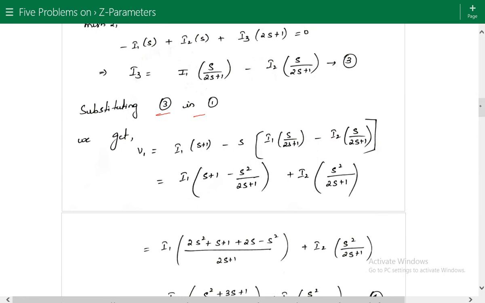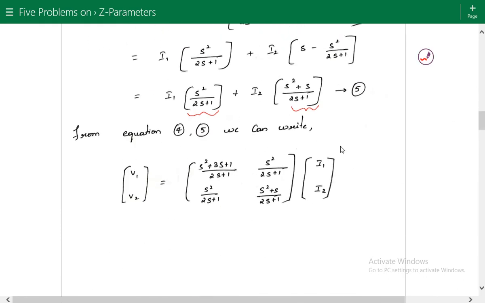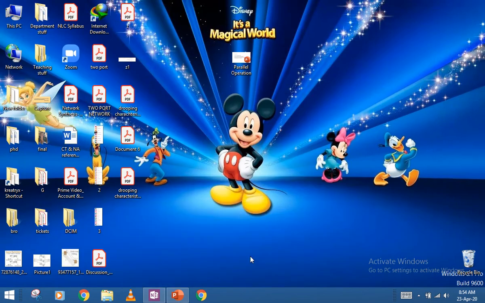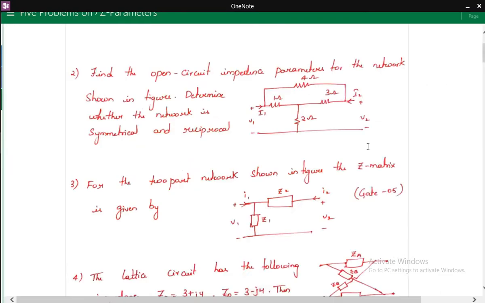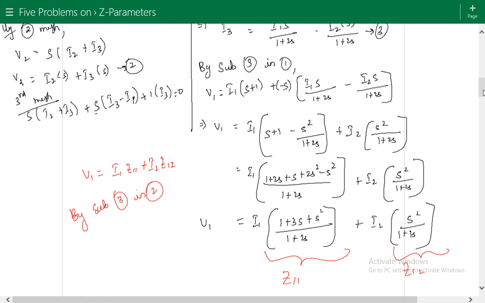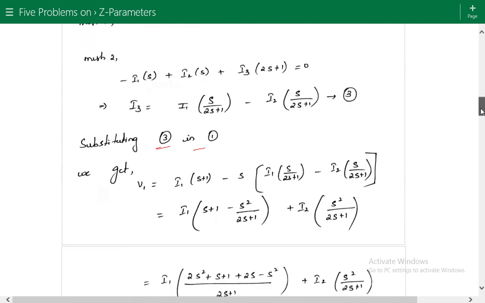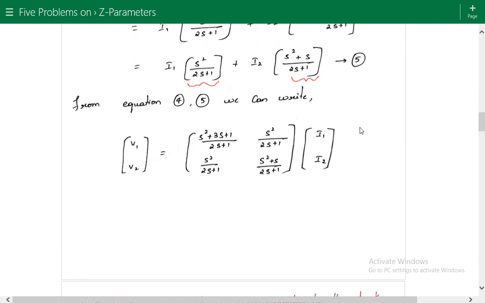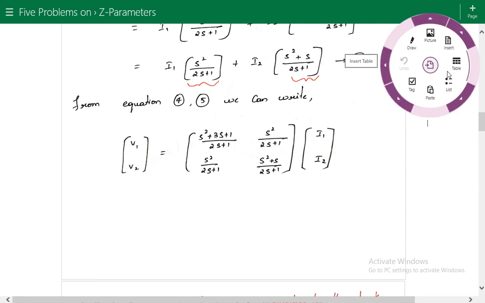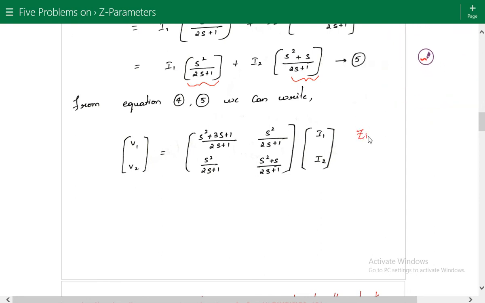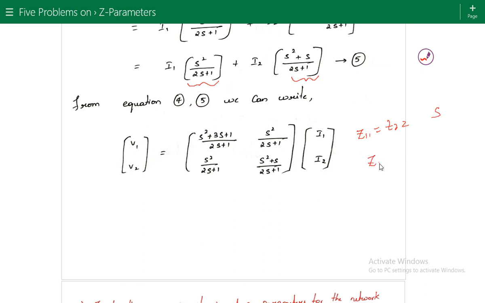Or else, by looking at the Z parameters I can say whether the network is a reciprocal network and a symmetrical network or not. So what is the condition for reciprocity and symmetry in Z parameters? If Z11 equal to Z22, then you can say it is a symmetrical network. If Z12 equal to Z21, then it is a reciprocal network.